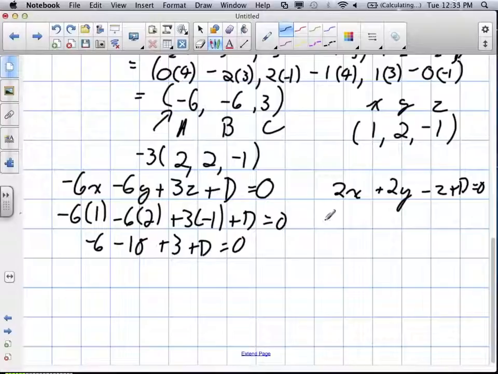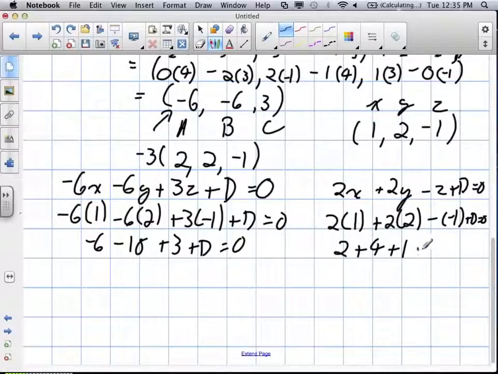Again, we would have had 2 times 1 plus 2 times 2 minus negative 1 plus d equals 0. This gives us 2 plus 4 plus 1 plus d equals 0. D is negative 7. And in this one, d is positive 21.